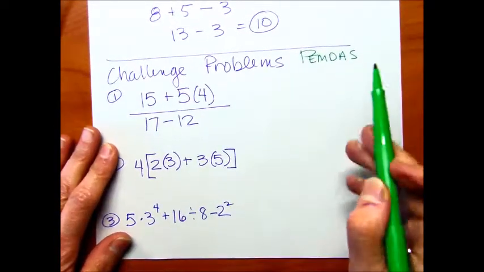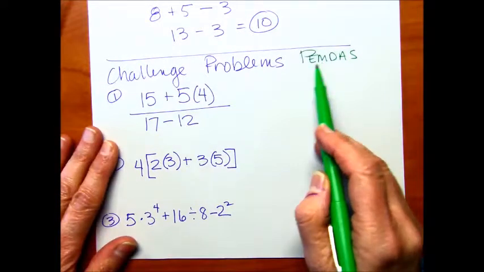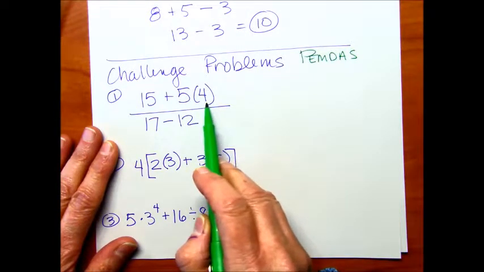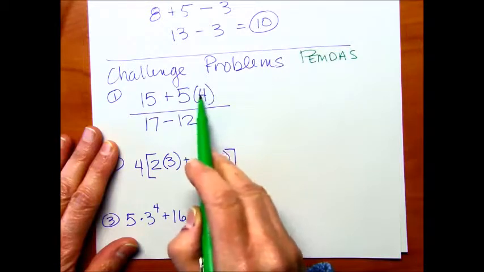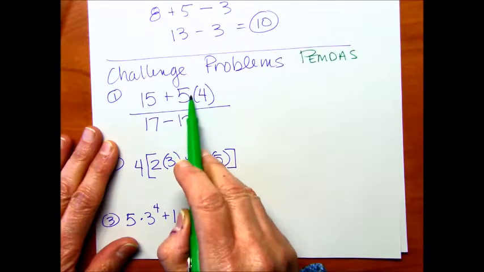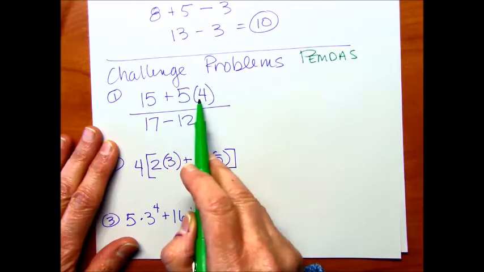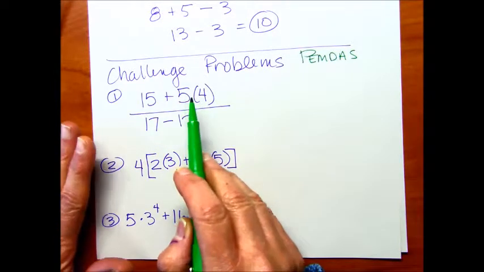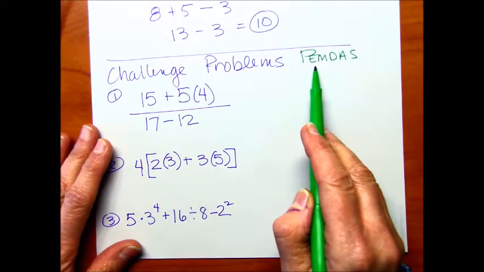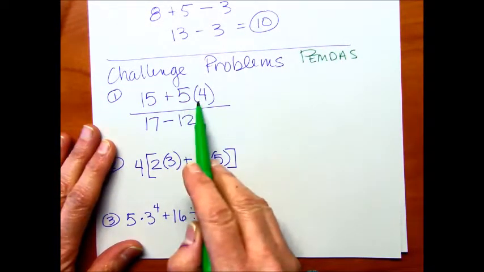Now, if we look over here, we don't have parentheses. Well, we do have parentheses, but there's no operation within this. So this parentheses is basically a multiplication problem, 5 times 4. So that could be a little misleading. We have no exponents. Here's our multiplication problem.